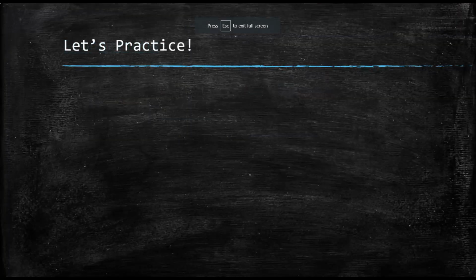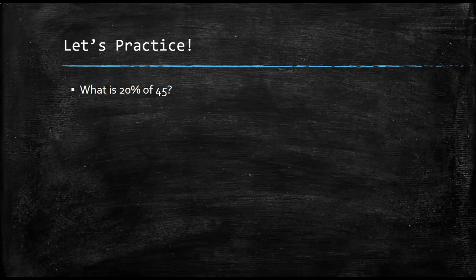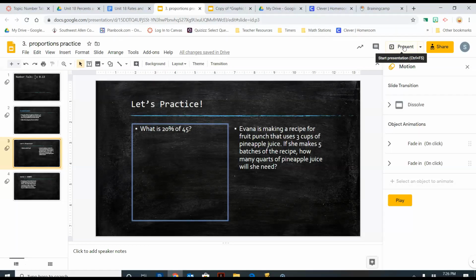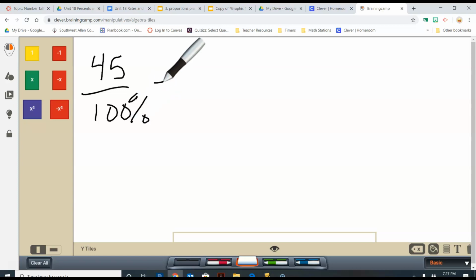Okay, let's practice another one. 45. Now this one's a little bit harder. If we're looking for 20% of 45, that means 45 equals 100%. So if we wanted to set this up as a proportion, we would have 45 over 100. Let me show you what I mean by that. So you would start with 45 is to 100% in the same way that 20% is to our unknown, okay?